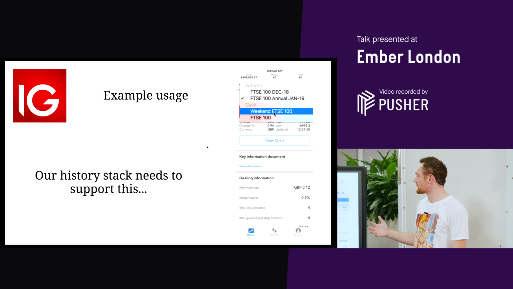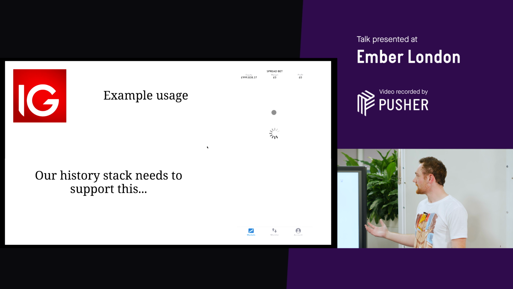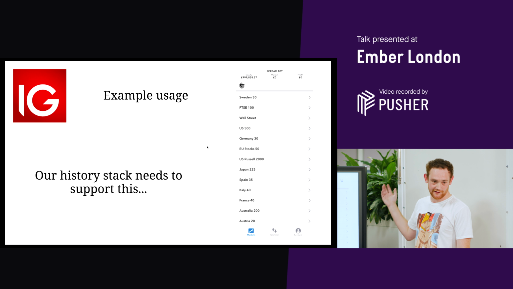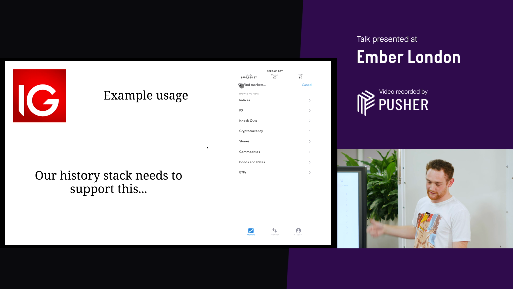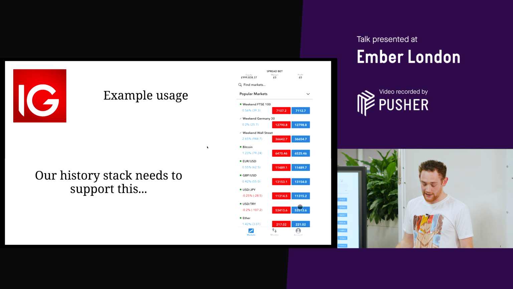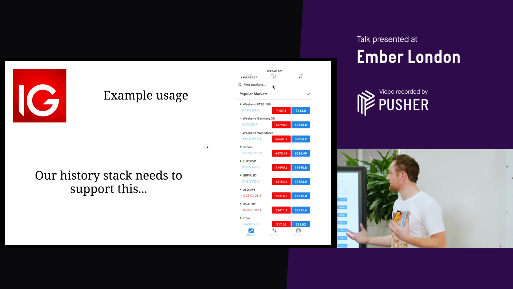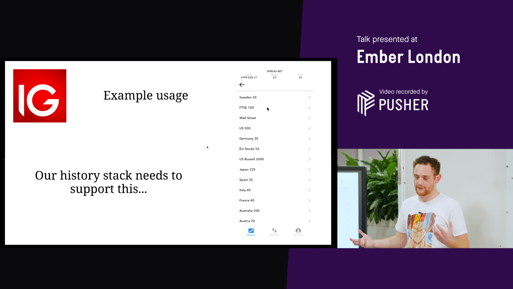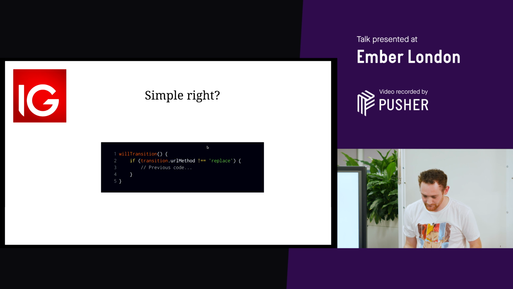But fundamentally, as a user, once I've flicked through all of these, I want to just go back, right? Back to me is this screen. It's not the 6 different contract things. So that's an example of when you would use replace with. And our history stack really does need to support this, if we're ever going to have any hope of keeping our back buttons consistent.